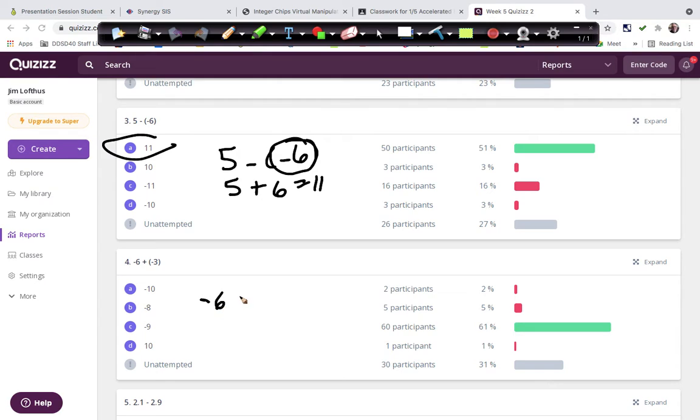Negative 6 plus a negative 3. This is negative. Combined with even more negative makes it even more negative. So that's how we got this negative 9.